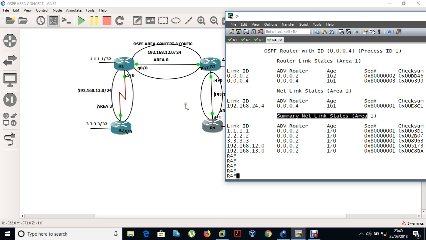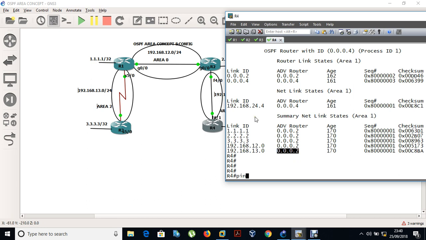So R2 says, if you want to reach the network 3.3.3.3, or if you want to reach the network 192.168.13.0, anything, please come to me. That's what it says. Please come to me, and I will direct it to you.